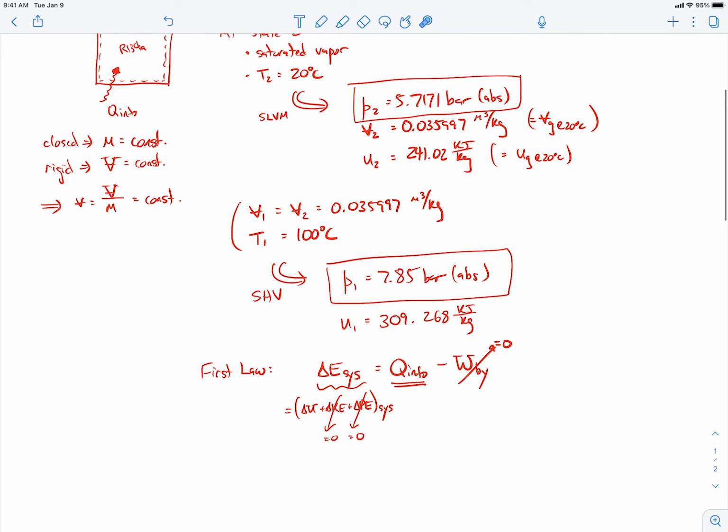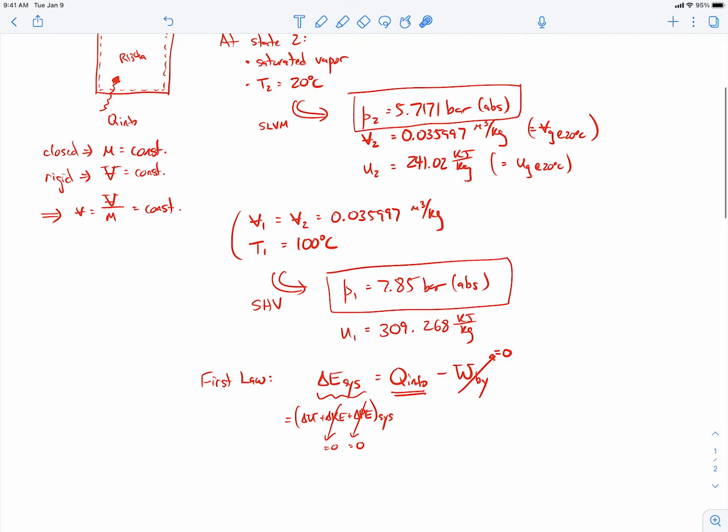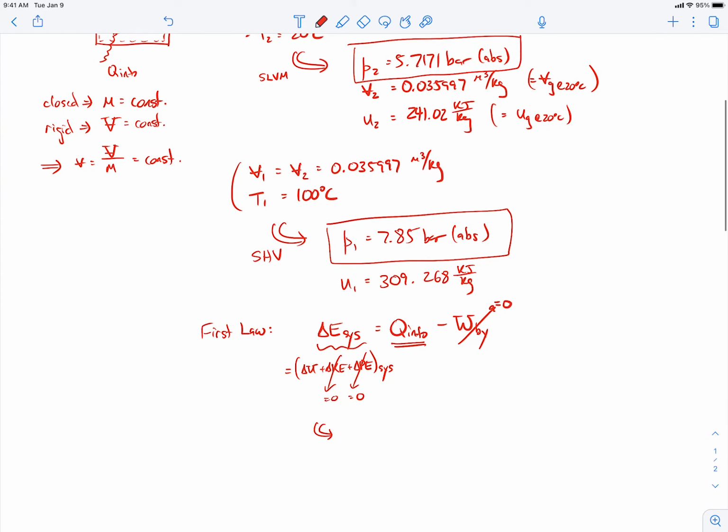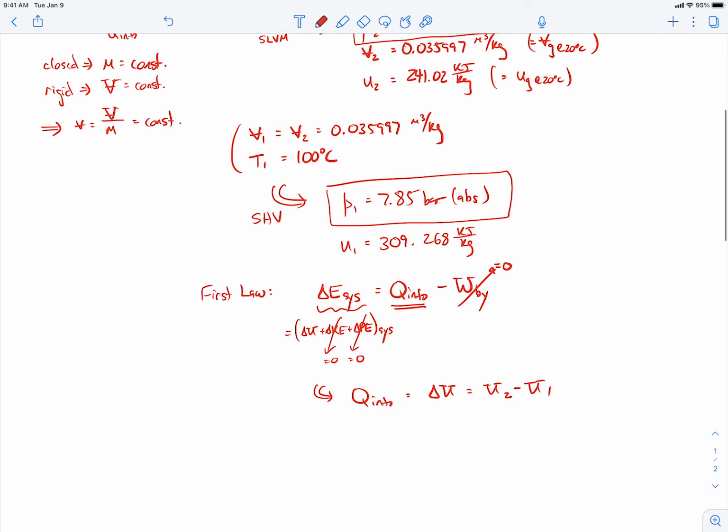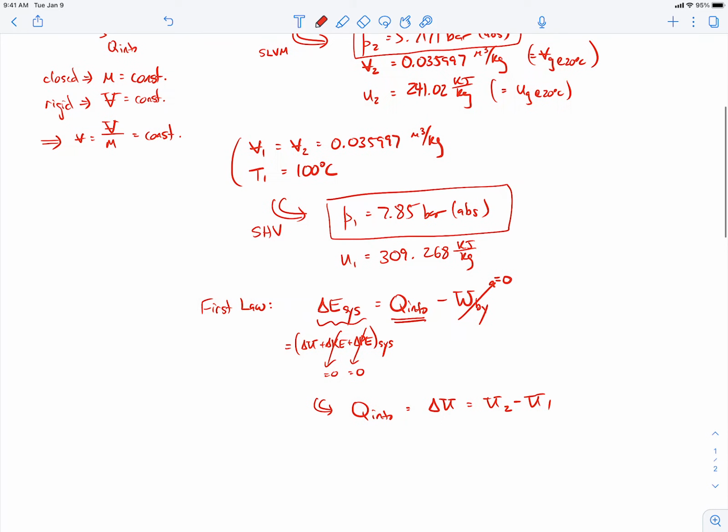Now, we're asked to find the heat transfer, so just rearranging this, we're going to get the following. Q into is going to equal the change in the internal energy, which would just be U2 minus U1, right? So now we have to find what U2 minus U1 is.